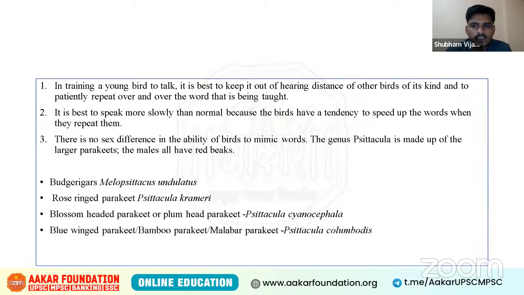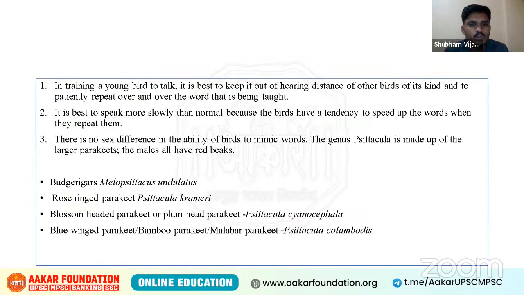Okay, all these parakeets are listed here with their common names, and their scientific names are mentioned. So budgerigar, rose-ringed parakeet, blossom-headed parakeet or plum-headed parakeet, blue-winged parakeet, bamboo parakeet or Malabar parakeet. So there are different types of parakeets, and they have the ability to talk, and in the same way we can teach them to talk by speaking in a slow and normal way.